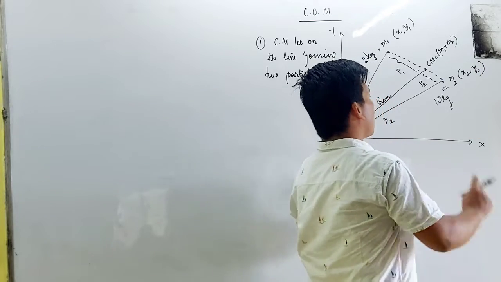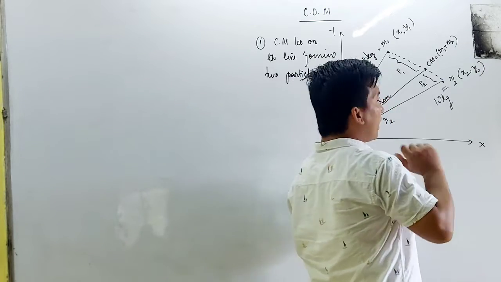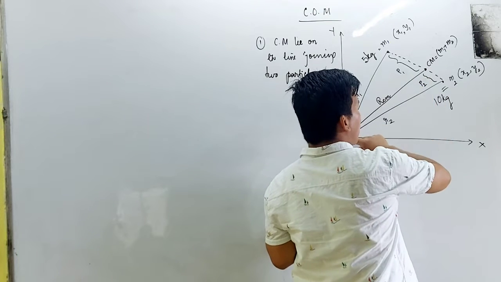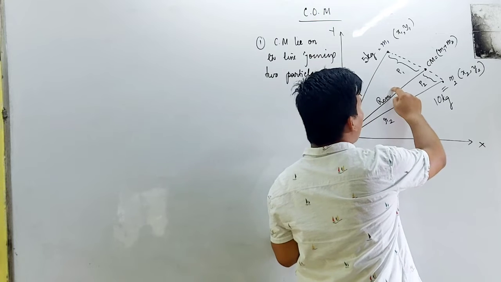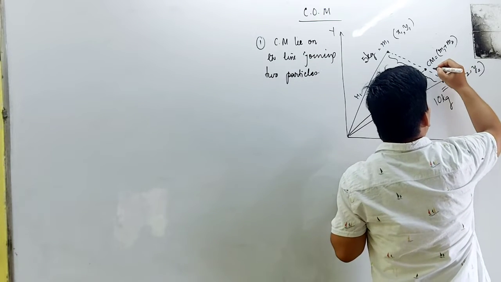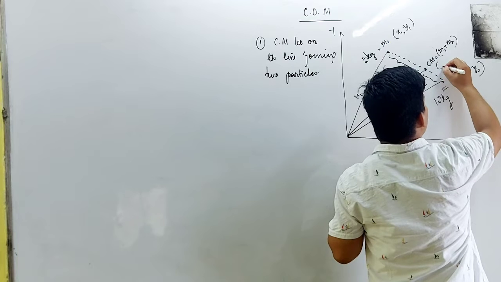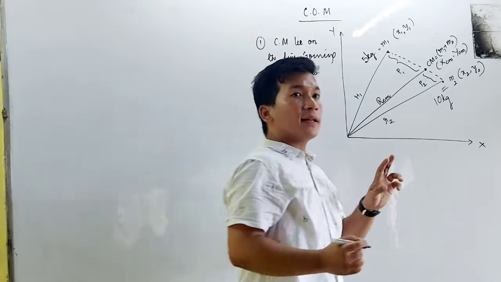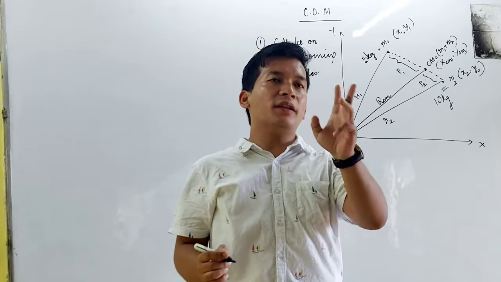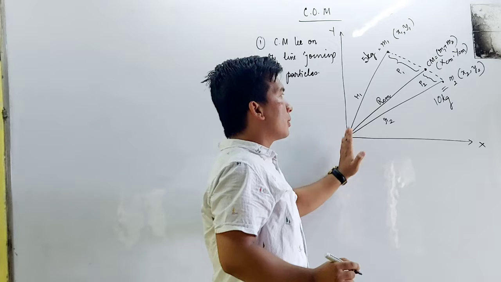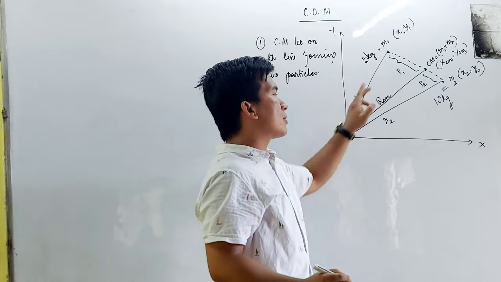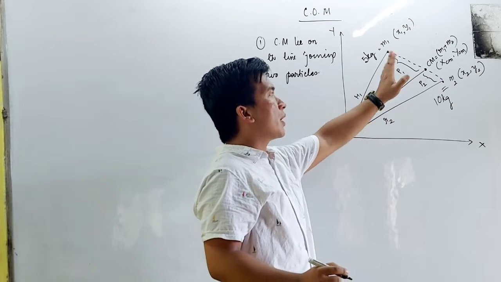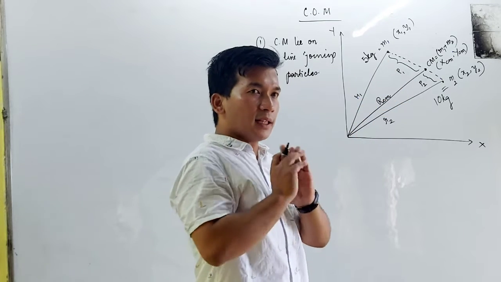Now we have to find out the distance of the center of mass from the origin, that is RCM. Next, find out the coordinates of this center of mass, XCM and YCM. Basically, from this diagram we have to find out three different quantities: the distance of the center of mass from the origin, the x coordinate of the center of mass, and the y coordinate of the center of mass. Do you understand?